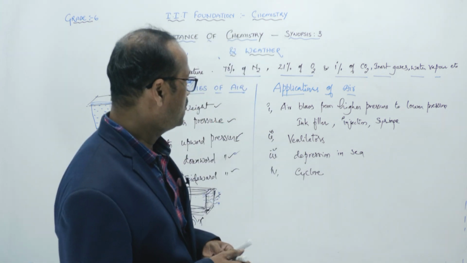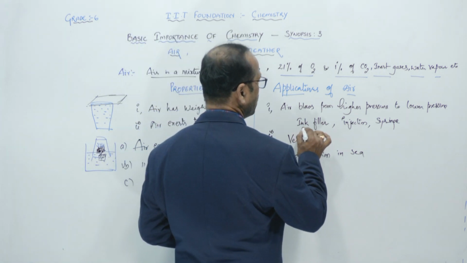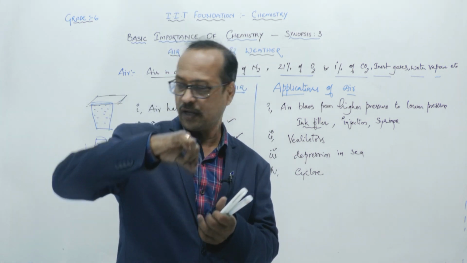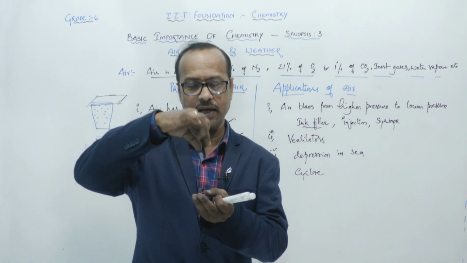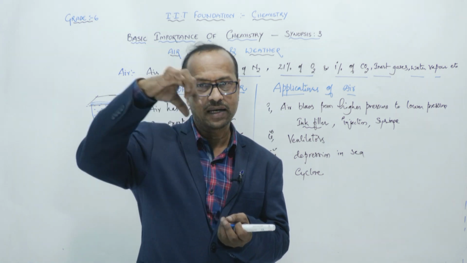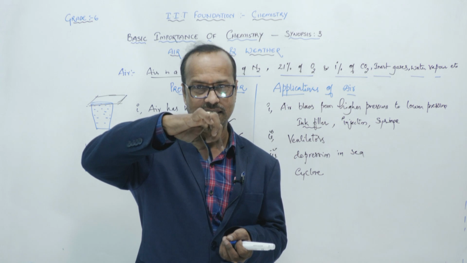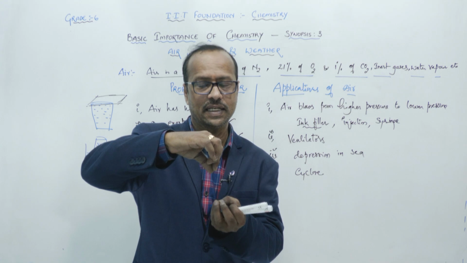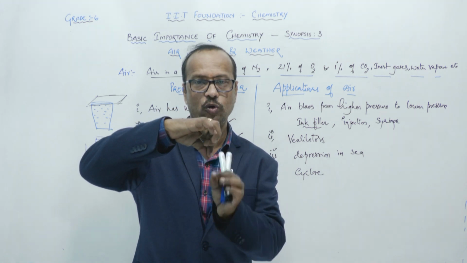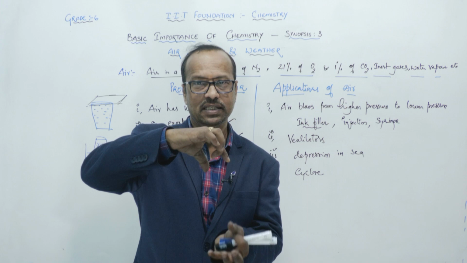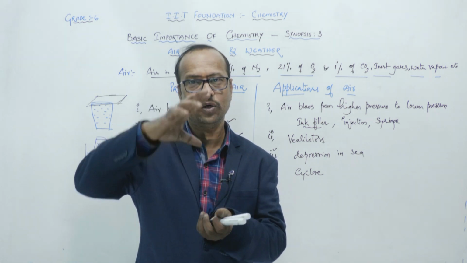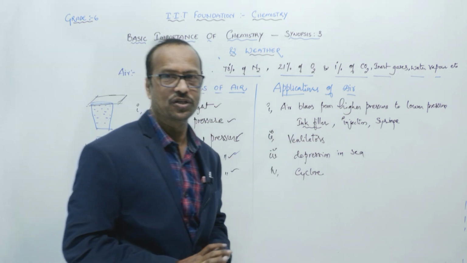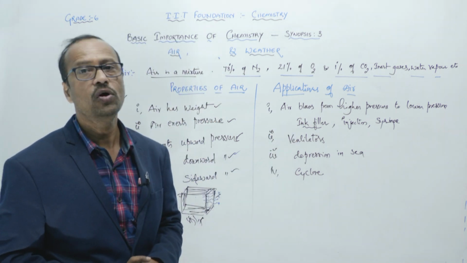We can use this property in the ink filler. Ink filler, you know. We put the filler in the ink bottle, press it and release it. On releasing, what happens? The air which is present, more pressure is there inside the ink. On pressing, low pressure is created. When you release it, all the ink will move into the filler. Similarly, we use this application in injection syringes. Air blows from higher pressure to lower pressure area.